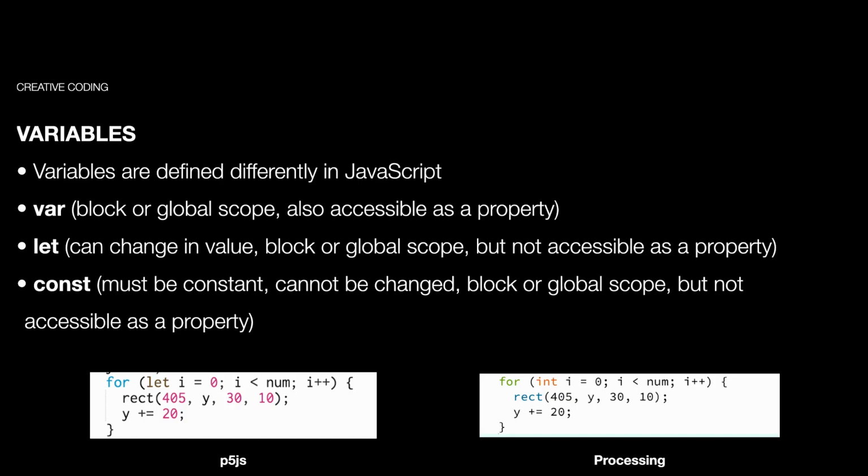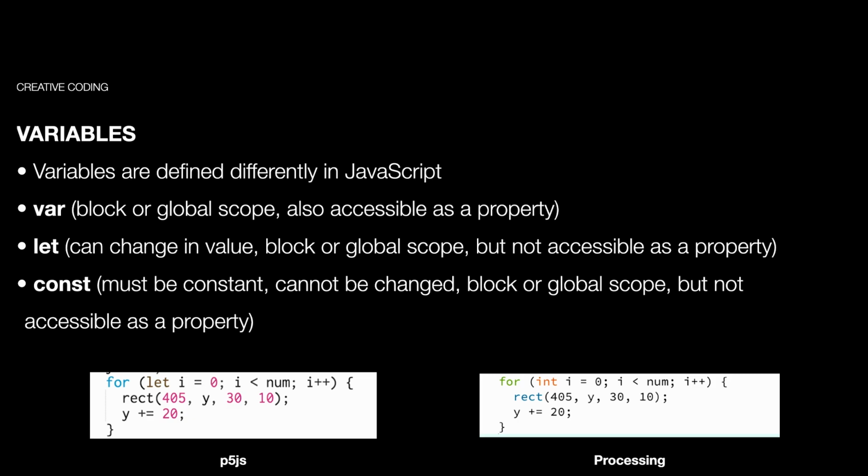Typically, these are JavaScript variables. var is something that has been used a lot in the past. I think there's a shift to move into using let and const, which I'll go over in a little bit. But var is like a generic kind of variable that's like a catch-all. It can be used for block or global scope, and it's also accessible as a property. So if you need to be accessing that property through your web browser, this might be the way to go.